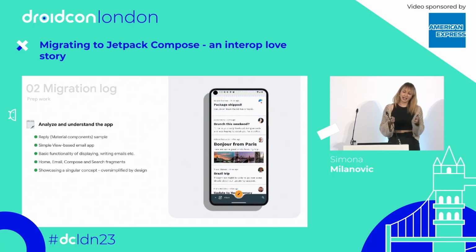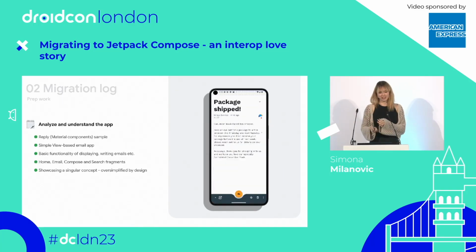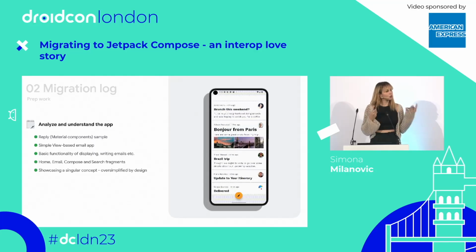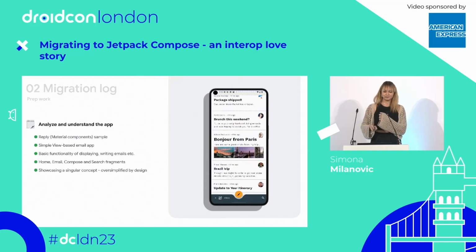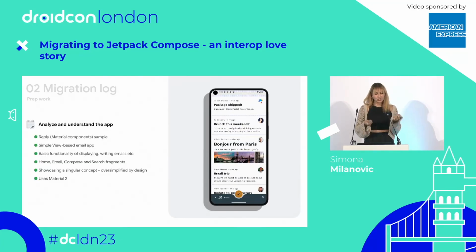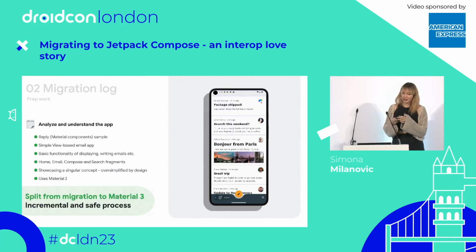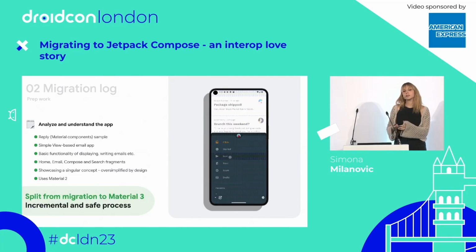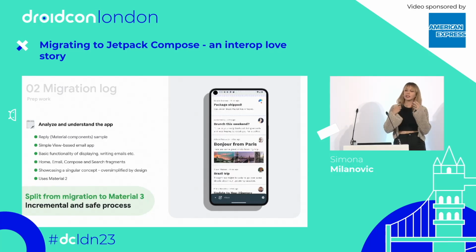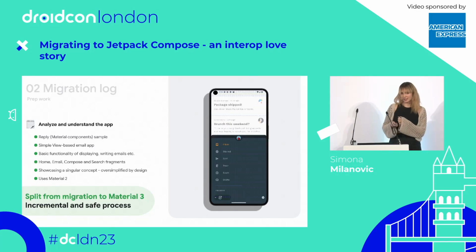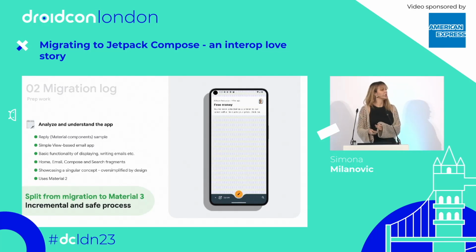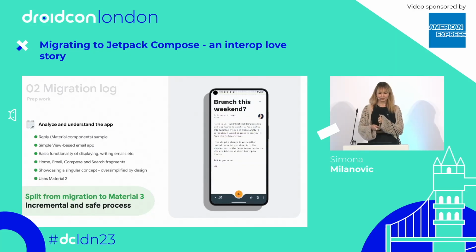And as a sample, it's aimed at showcasing a singular concept, material components in this case, and it oversimplifies the rest by design. It uses Material 2. So rather than migrating to Compose and Material 3 at the same time, we chose to split this into 2 tasks to promote an incremental and a safe migration process. However, we do encourage you to couple Material 3 with Compose to unlock its full potential.